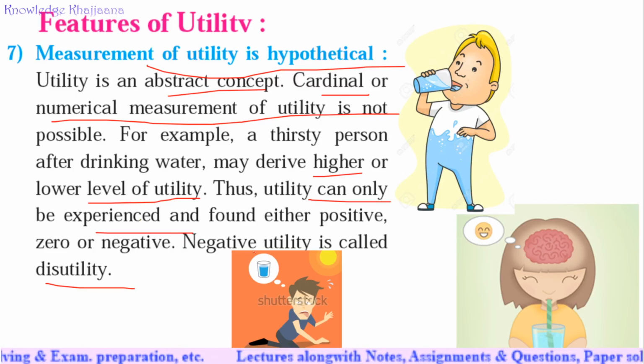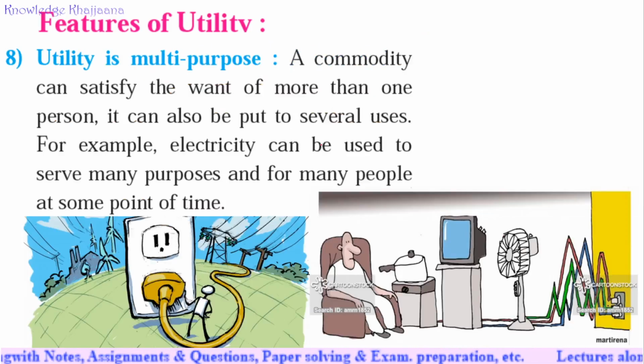See, a thirsty person after drinking water may derive a higher or lower level of utility from the same glass of water, right? Even though, according to Professor Marshall, utility can be measured in cardinal terms, and so it is used to analyze total utility and marginal utility, which we are going to learn in our next topic. Okay, next point. Utility is multi-purpose.